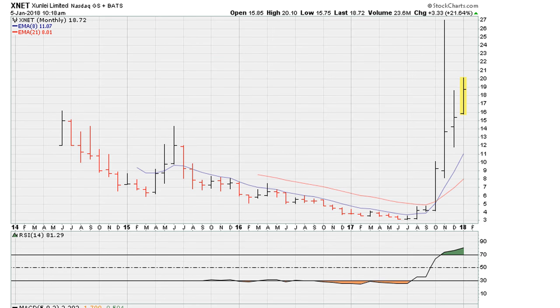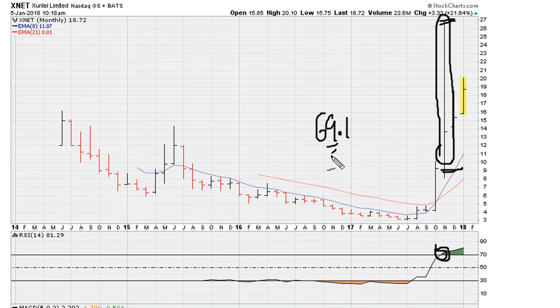I should also point out, take a look at what happens here when the RSI jumps above 69.1 for the first time ever. It captures this explosive move here that moved the stock from 9 to about 27 within that month when the RSI jumped above 69.1.